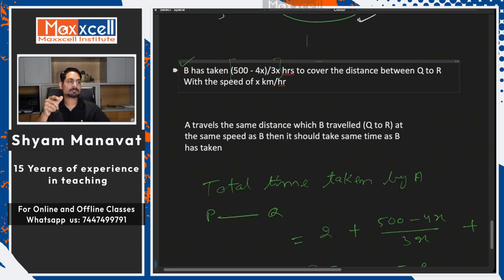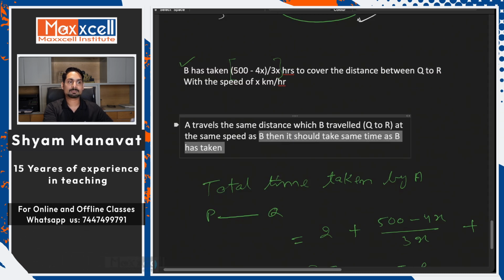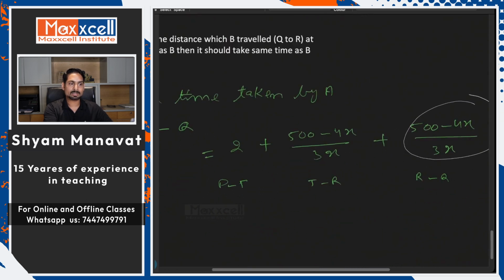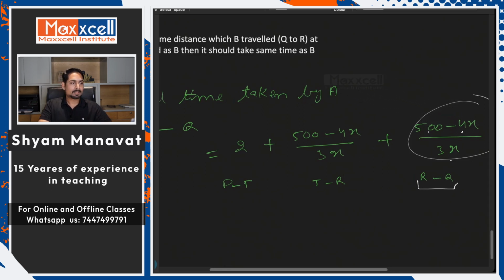With how much speed? x kilometer per hour. If car A tries to use the same speed as B and it wants to cover the same distance as B, then the time taken for A should be equal to time taken for B. Time taken for B is (500 minus 4x) by 3x. That means now to cover this distance RQ, the time taken for A should be again the same expression (500 minus 4x) by 3x. Okay, I hope now you're clear.